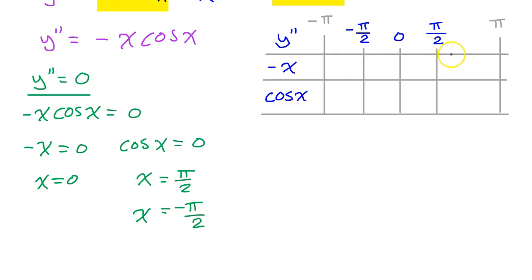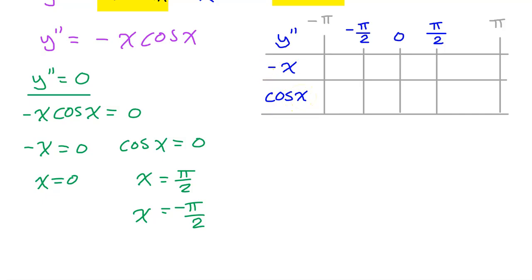Build a sign chart putting your 3 critical values in order from least to greatest across the top. Be sure to include the domain limitations, negative pi and positive pi. Also make sure to label the sign chart as y double prime. This time we should have 2 rows. We should have a row for each factor, one for negative x and one for cosine x.